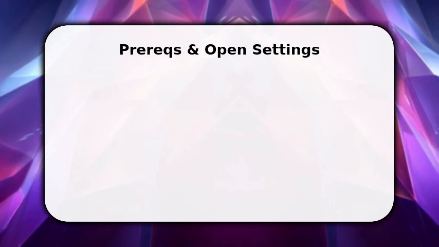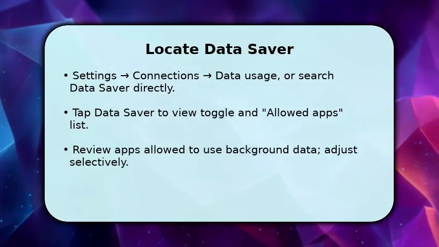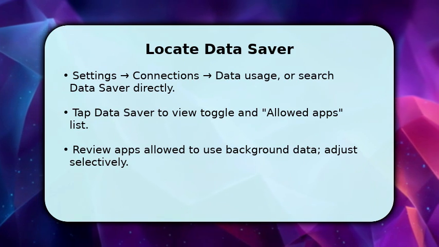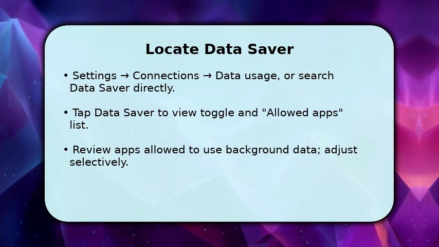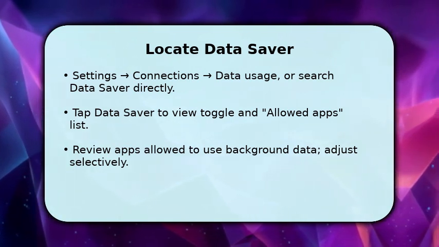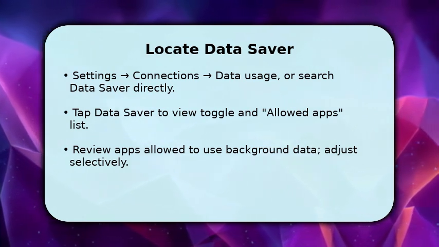Once in Settings, go to Connections, then Data Usage, or simply tap the Data Saver result from search to jump there. You'll see the Data Saver toggle at the top and an Allowed Apps or Unrestricted Data list below. This shows which apps can bypass the saver. Tap that list to review each app.